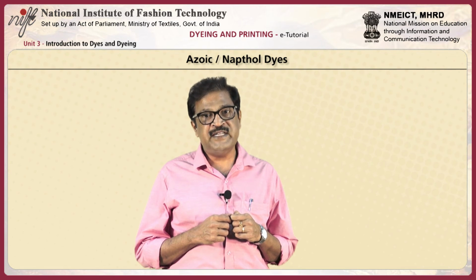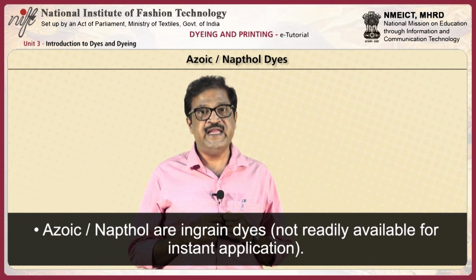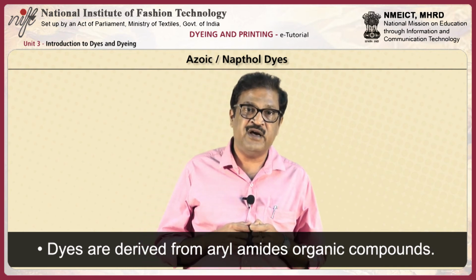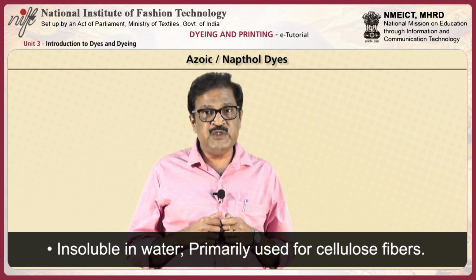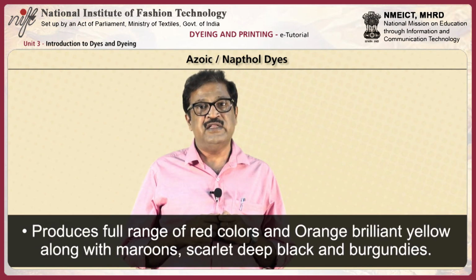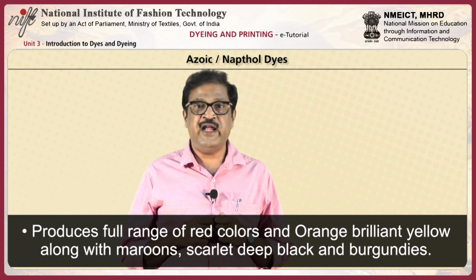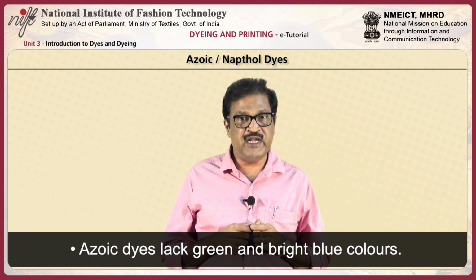Azoic or naphthol dyes. Azoic or naphthol dyes are ingrained dyes not readily available for instant application. Dyes are derived from arylamide organic compounds. They are insoluble in water and primarily used for cellulosic fibers. They produce a full range of red colors and orange, brilliant yellow along with maroons, scarlet, deep black and burgundies. Azoic dyes lack green and bright blue colors.